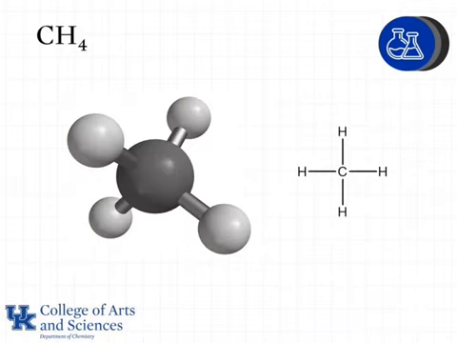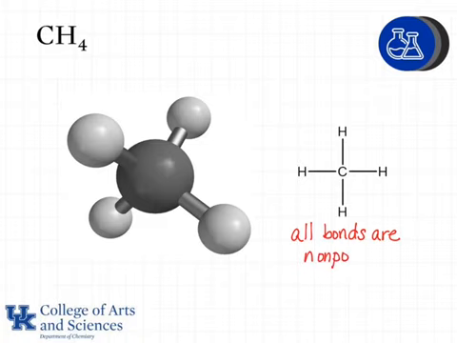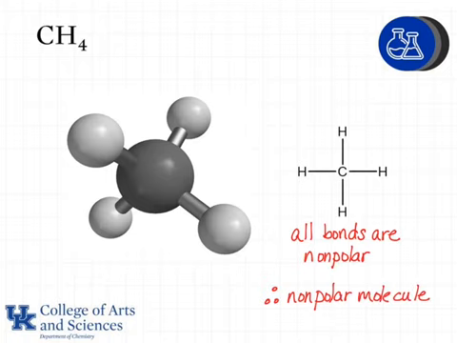Another example is CH4. Remember that C-H forms a non-polar bond, so all the bonds in this molecule are non-polar. Because there are no polar bonds, we cannot possibly have a polar molecule. So this is also a nonpolar molecule. When all the bonds are nonpolar, the molecule is also nonpolar.